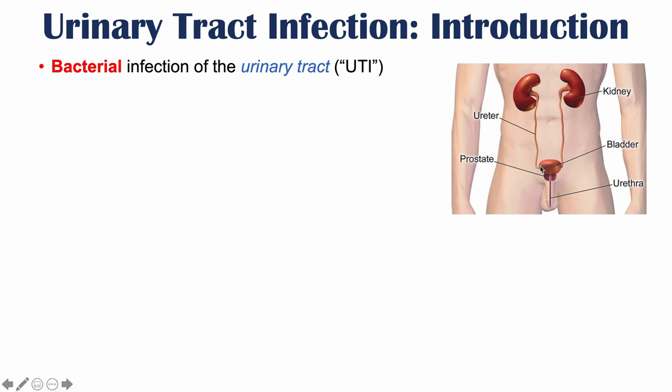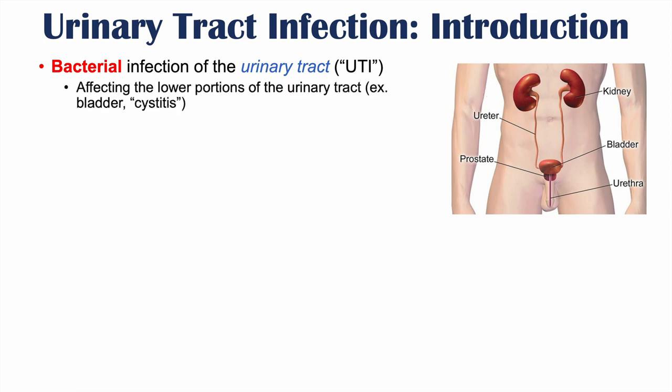And in some cases, the bacteria can climb up the ureters and even get to the kidneys, where this would be called an ascending urinary tract infection. And that infection of the kidney is something we call pyelonephritis. So again, the majority of the time, it's going to be a simple urinary tract infection that affects the lower portions of the urinary tract, so the bladder.